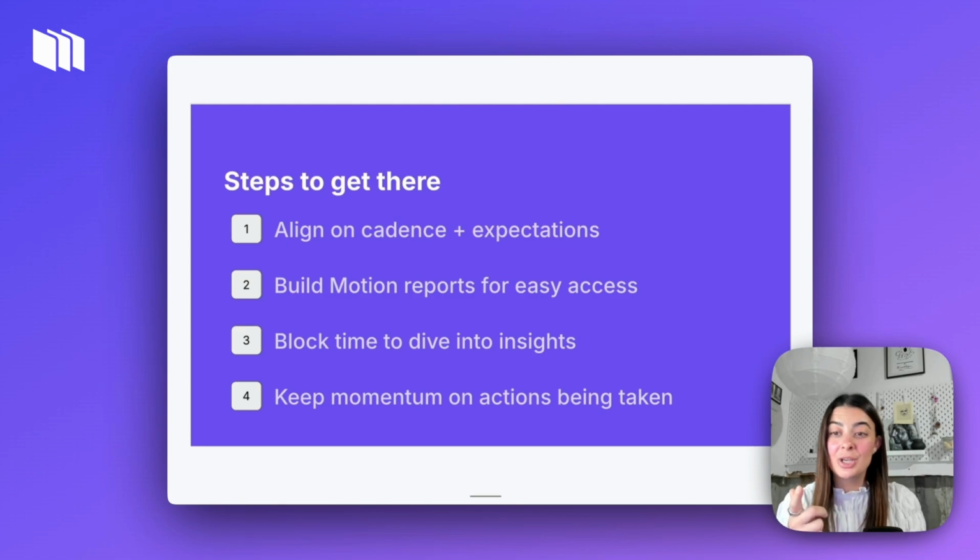The second thing you're going to want to do is build out those reports in Motion. Having them pre-built and ready to go based on those cadences is going to make it really easy to quickly come in, grab the insights you need, and make that reporting process really simple. Third thing you're going to want to do, of course, is block off time. If we are doing a weekly report where we are sharing some top performers and some different action steps we want to take from there, block off a Friday afternoon where you can just quickly come in, pull up those Motion reports, and you know you have that cadence set. And number four is just keeping momentum on actions being taken. Making sure to follow this process is, again, just going to make reporting really easy on the team.